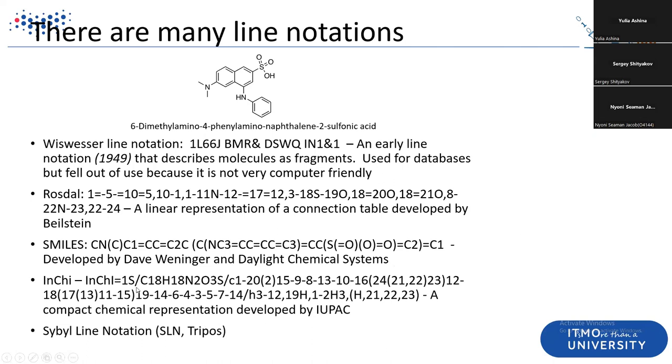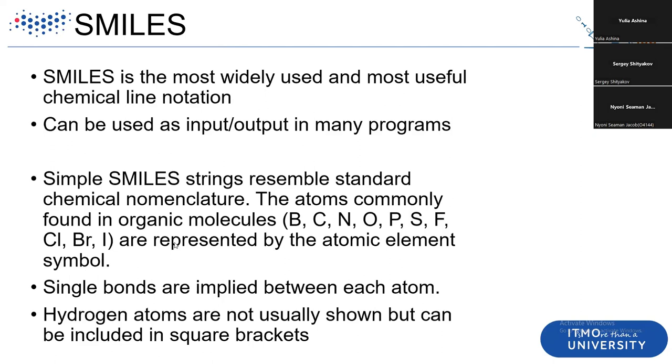One could also use this kind of keys to process the chemical data. So actually you have a lot of choices how to process the molecules using different line notations. And SMILES, as I already mentioned, is the most widely used and most useful chemical line notation. It can be used as an input and output data, chemical data format for many programs.